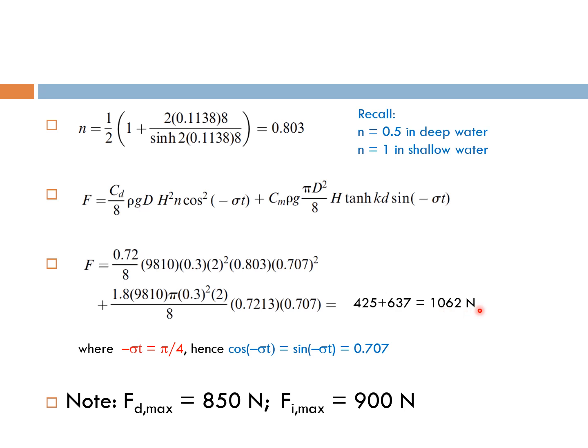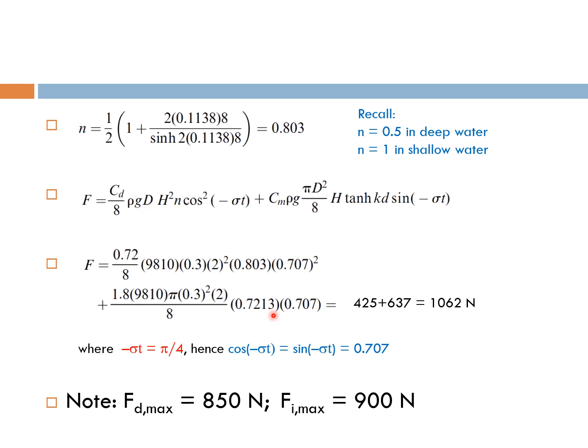Take note that in this particular case, the phase angle, negative sigma t, is pi over 4. So cosine of pi over 4 is the same as sine of pi over 4, which is 0.707. So we have 0.707 squared here, which is positive, and we have the 0.707 here.